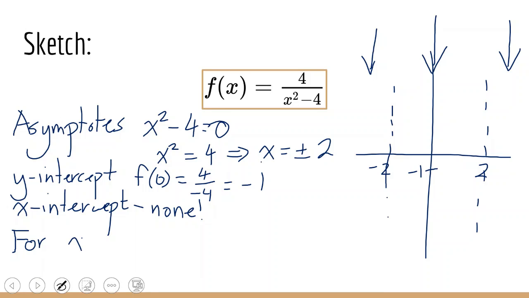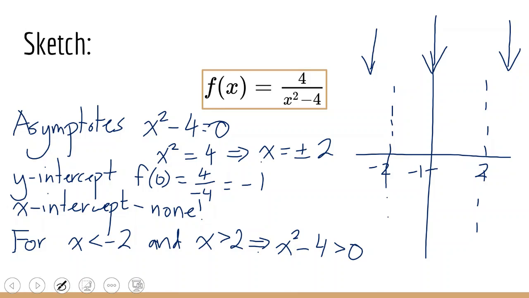Now for the non-middle sections, for when x is less than minus 2, and when x is greater than 2, we can see that x squared minus 4 is positive. And if it's positive, that means the whole function would be positive. So over here we can see that we'll go in the positive realm for these two sections.